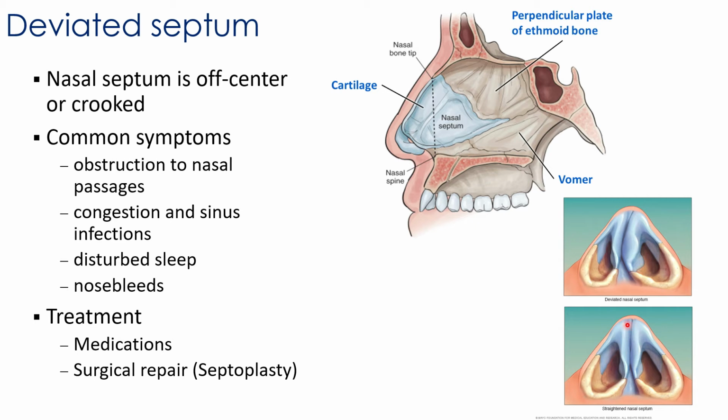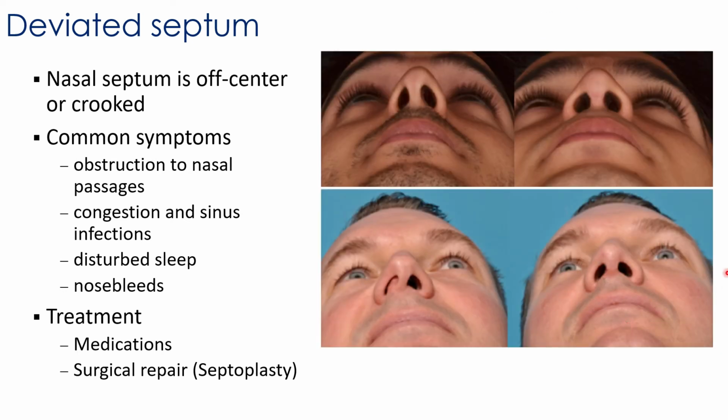So what happens when you have a deviated septum? There can be obstruction to the nasal passages in some of the more severe cases. It can also lead to congestion and recurrent sinus infections. It can disturb your sleep because of this obstruction in the respiratory tract, and it can also cause nosebleeds. This can be treated, however, in some cases with medications, but depending on the severity, it can be treated surgically as well. You can see two examples here.